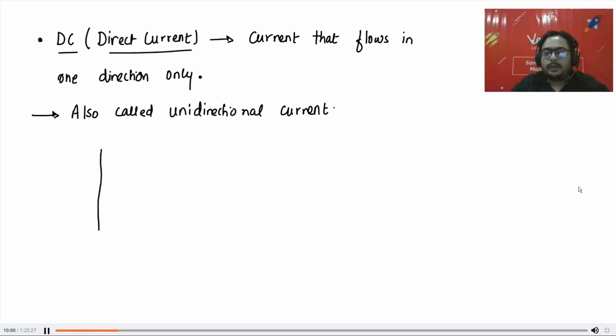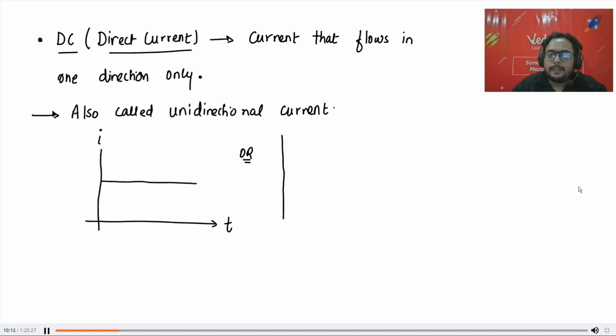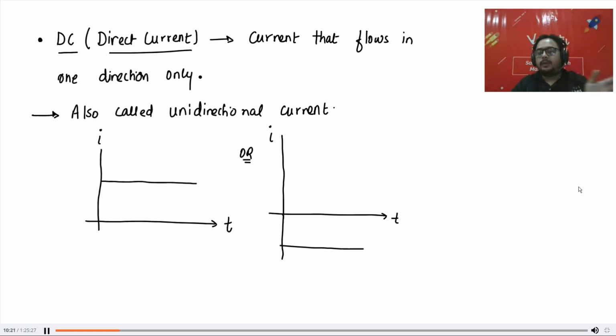So if I draw the graph, how will it look? If this is time and this is your current, it will flow in either direction. So it is positive for the whole half. Or you can say, time, this is your current. It can be negative during the whole time. So what is the meaning of negative current? It simply means that if you have taken clockwise positive, then negative sign is anti-clockwise.